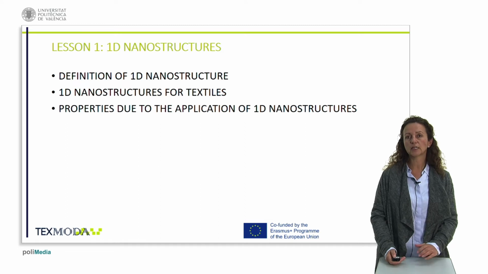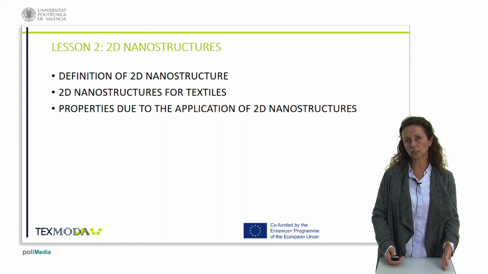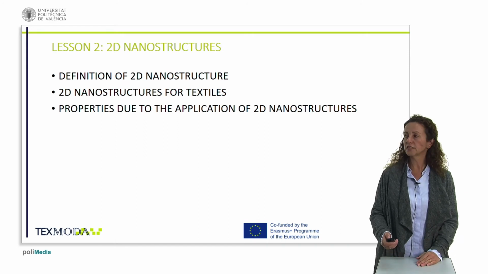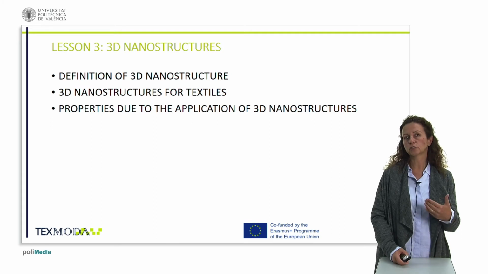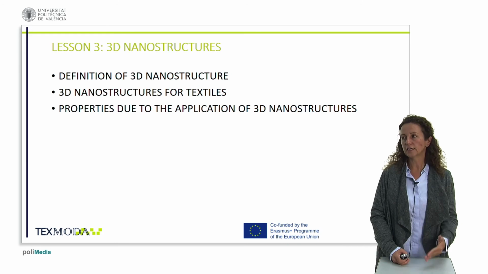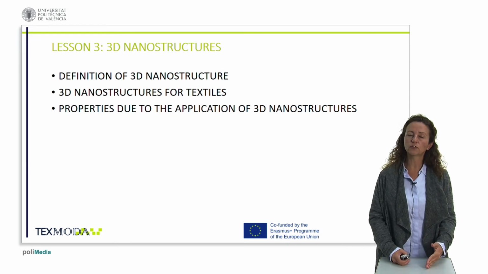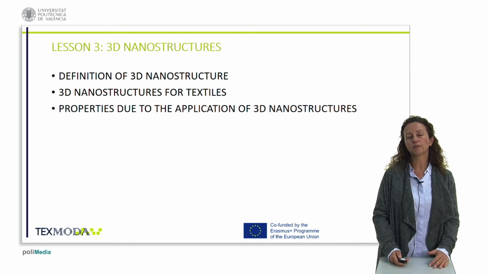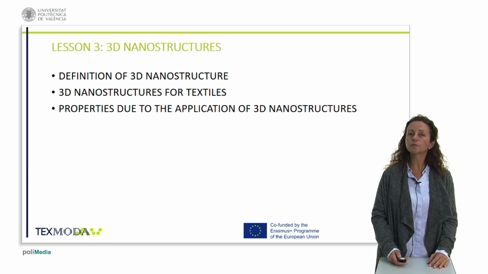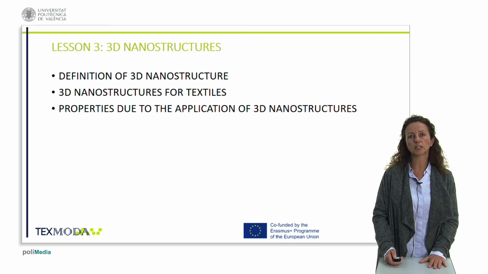The second lesson has the same structure but focused on 2 dimension nanostructures, okay? And the same for the third one. On this occasion, what we are going to do is define 3 dimension nanostructures, describe which kind of nanostructures in 3 dimensions are suitable or used for textiles, and finally we will speak about the properties which are conferred to the textiles due to the application of nanostructures.